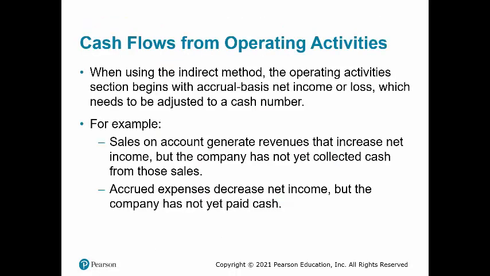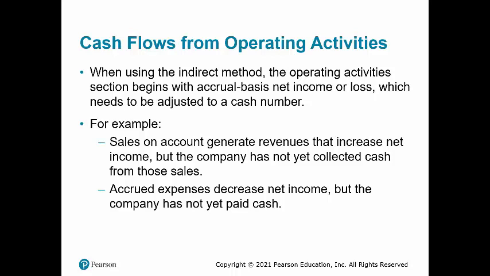Now we are going to talk about how to determine the cash flows from operating activities using the indirect method. The operating activities section will always begin with accrual basis net income or net loss, but then it will need to be adjusted.